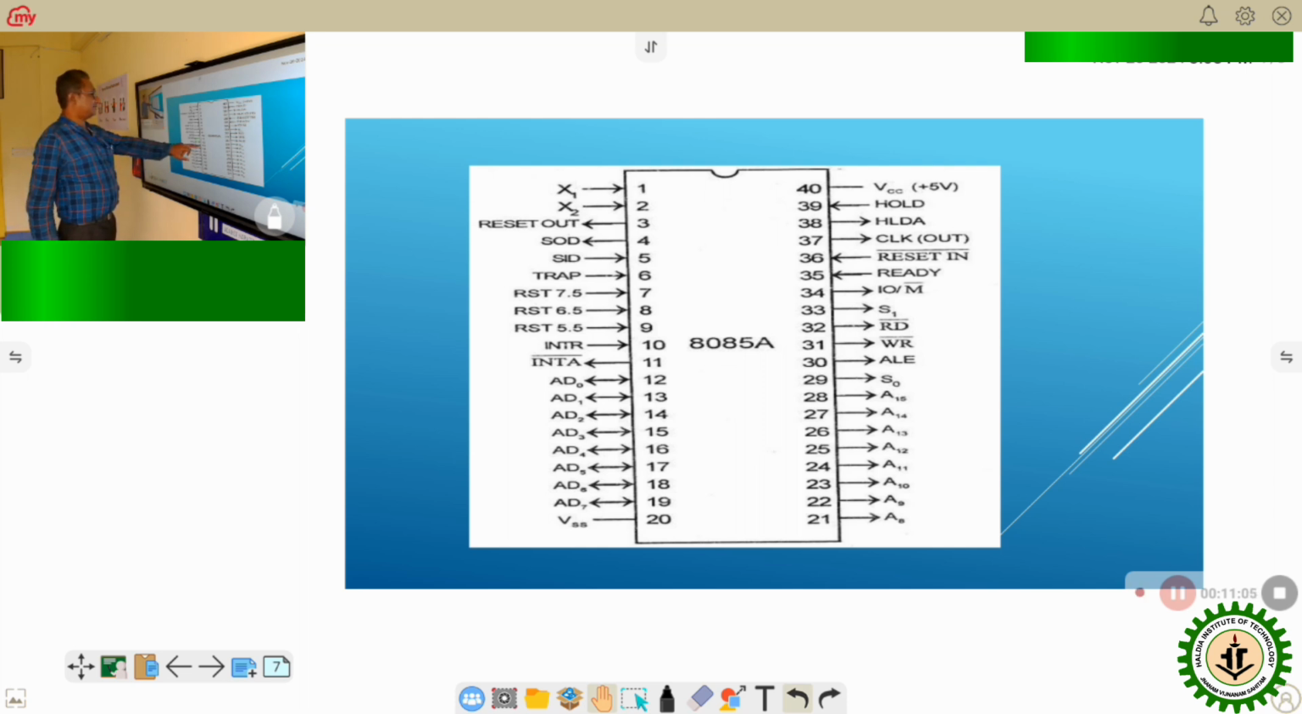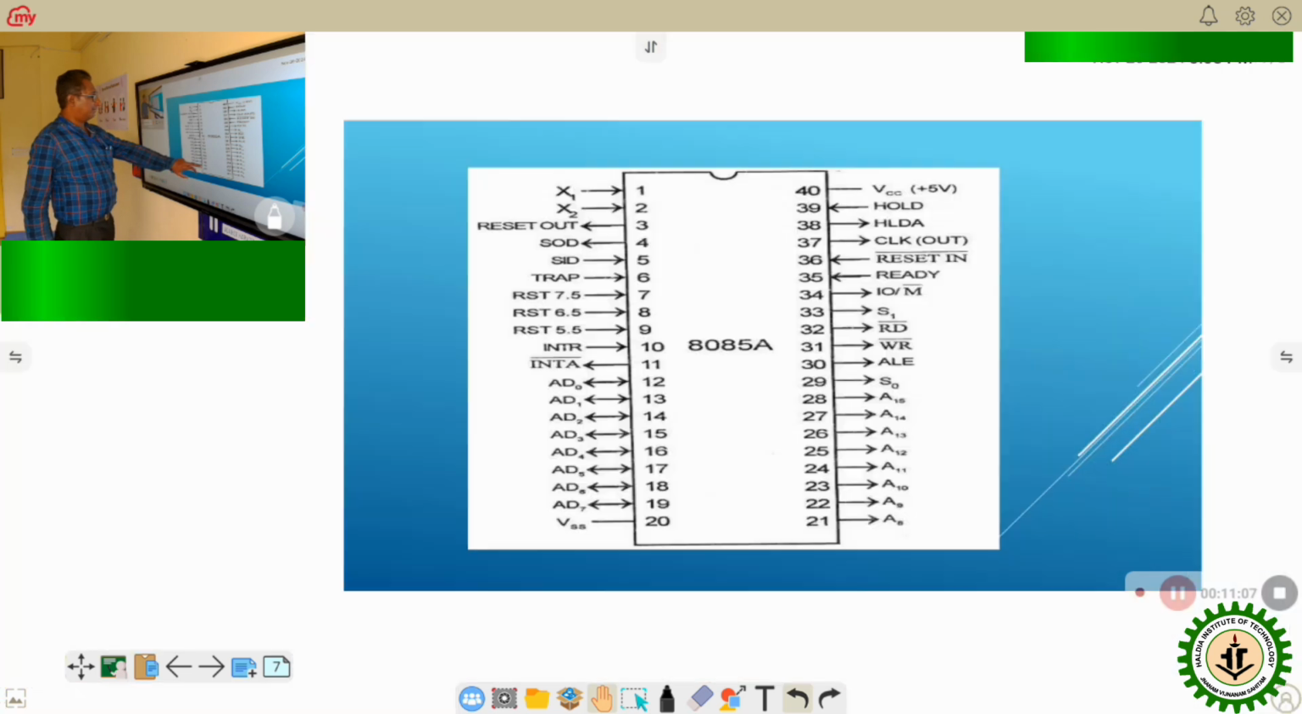First I will discuss pin number 12 to pin number 19. You see in pin number 12 to pin number 19 it is written AD0 to AD7. A for address and D for data.